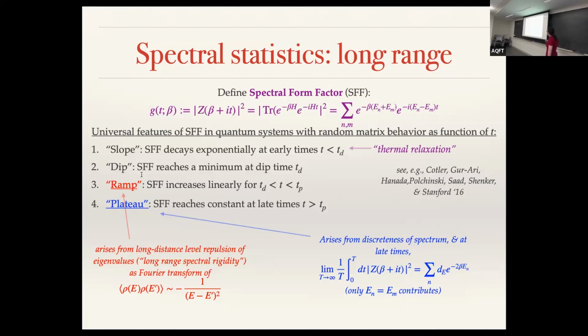And each of these pieces has a physical interpretation. The initial decay is called thermal relaxation. The ramp part arises from the long distance repulsion of eigenvalues. So this form factor roughly computes the 2-point correlation of the density of states, which in random matrix theories goes like 1 over (E minus E prime) squared, and if you take the Fourier transform of that, you get a linearly growing function of time. And then the plateau arises from the discreteness of the spectrum, where at late times, this form factor goes to some constant where only the eigenvalues with En equal to Em are contributing, because all of the others oscillate rapidly and cancel out.